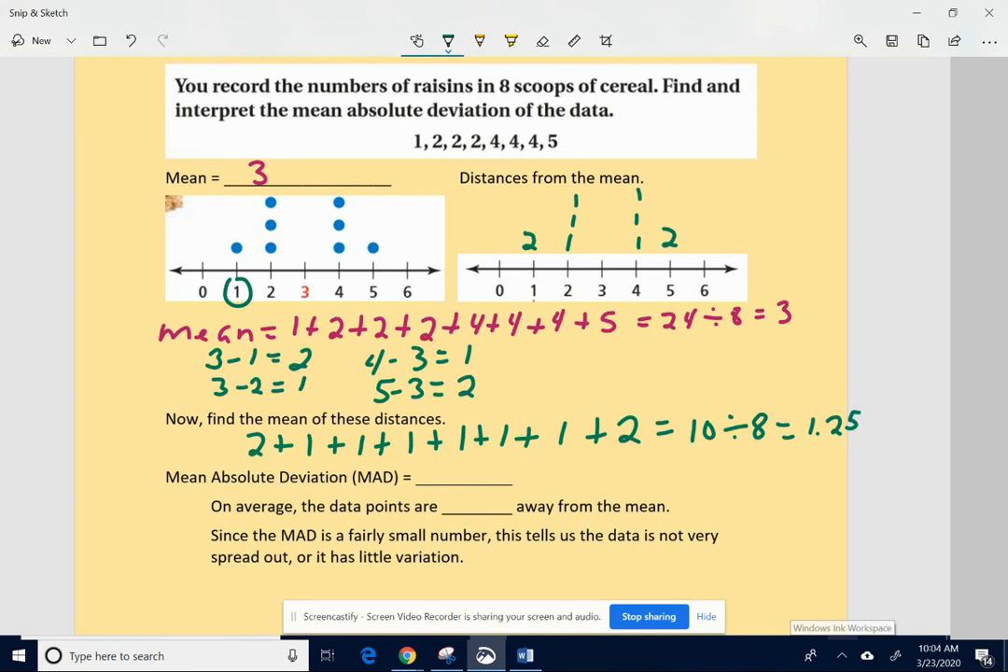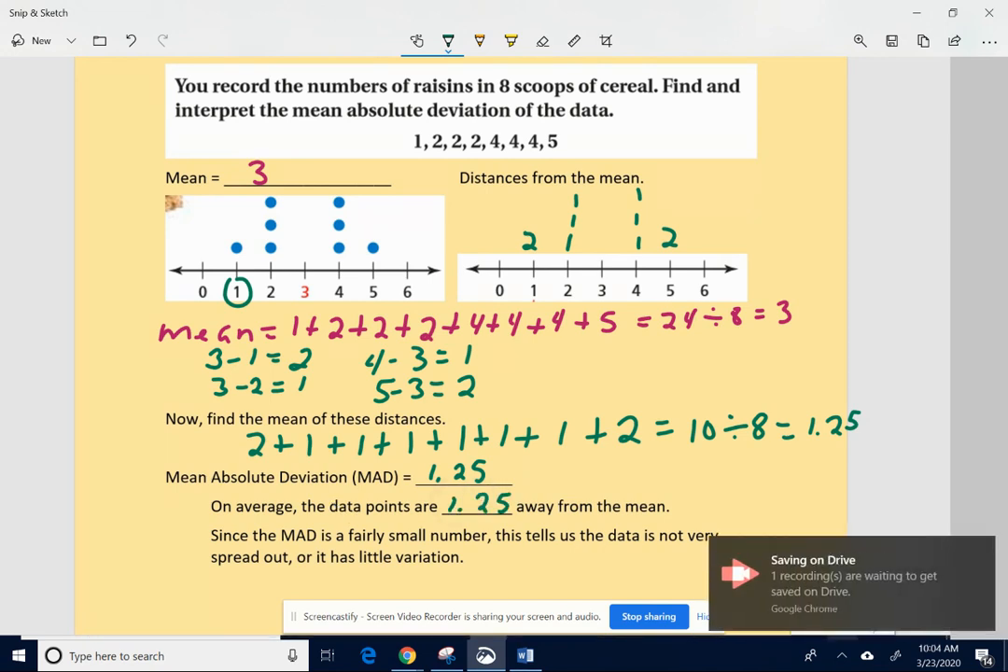So that number, 1.25, is called the mean absolute deviation. Think about what we did. We found the mean. We found the distances that all of these numbers are from the mean. That's what the second number line was. And then we found the average of those. So what we really did is we found the average distance away from the mean. This means that, on average, all of the data points are 1.25 away from the mean.